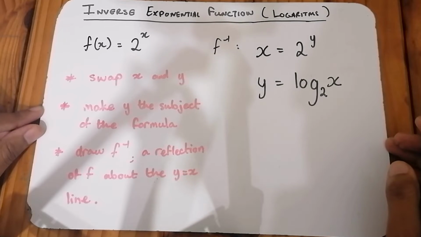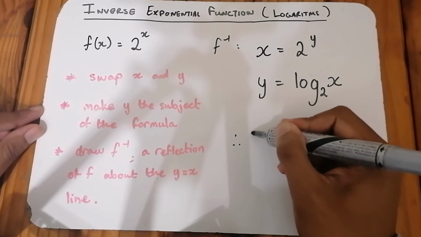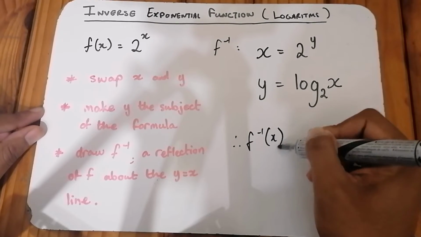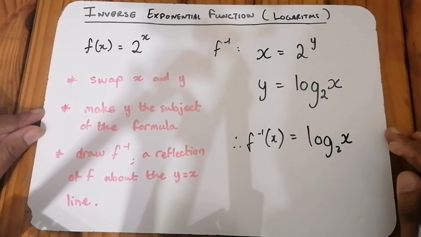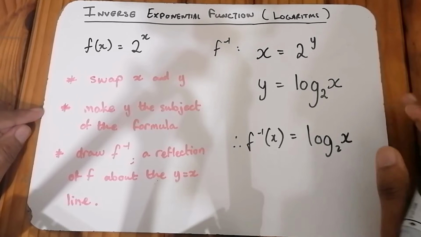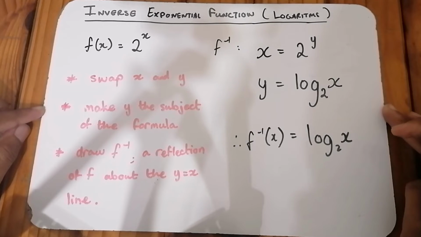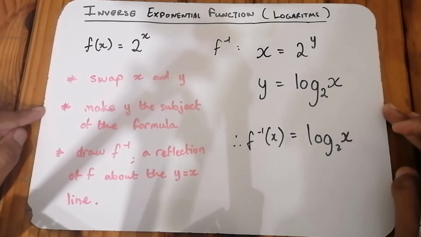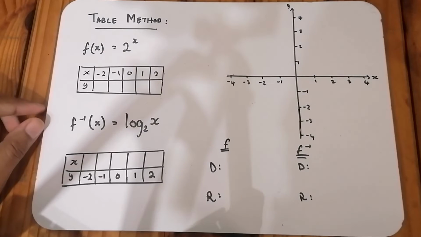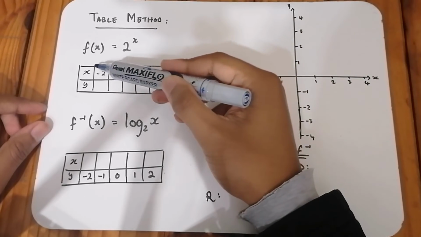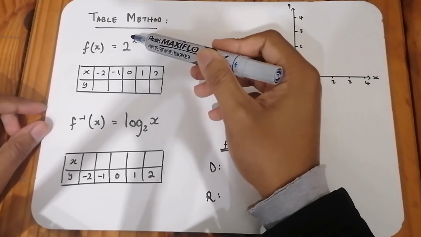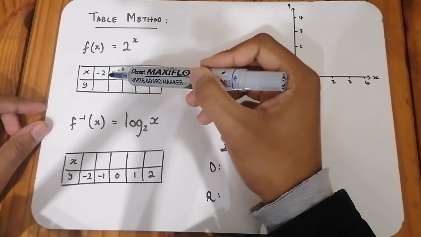And so we can conclude by saying, therefore, the inverse function is equal to log base 2 of x. Okay, and that is it. That's basically how you get the equation for an inverse exponential graph, which is a log graph. Now to draw this log graph, we're going to make use of the table method, a very reliable method to draw. And so I'm going to substitute all my x values into this function and work out the y values.